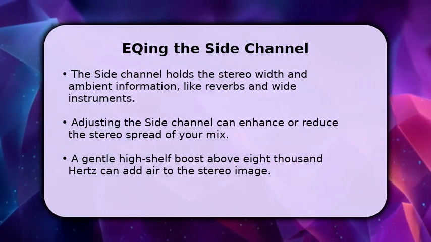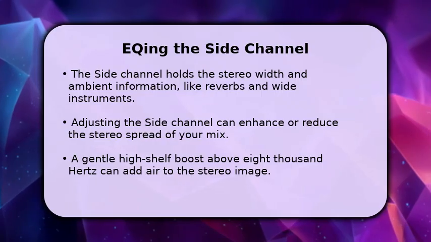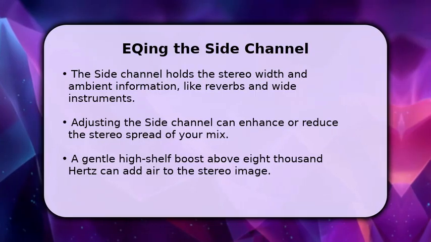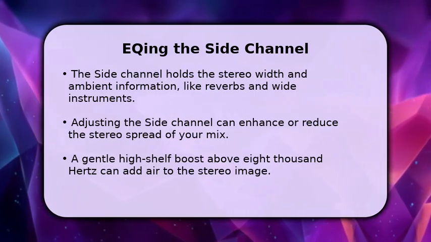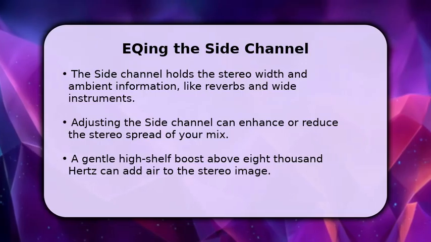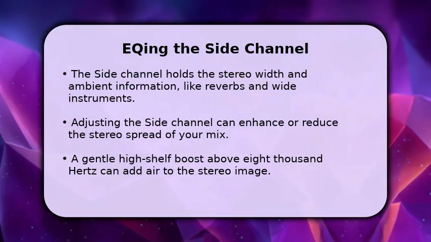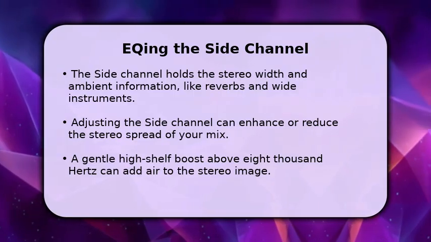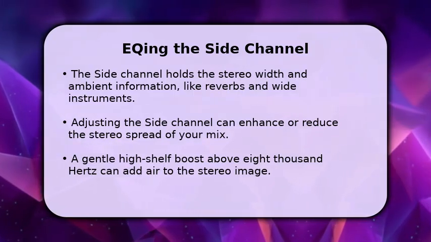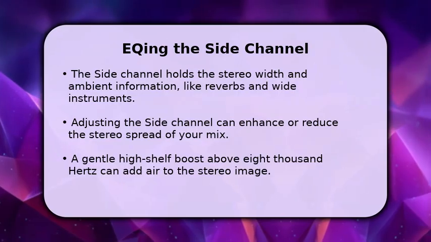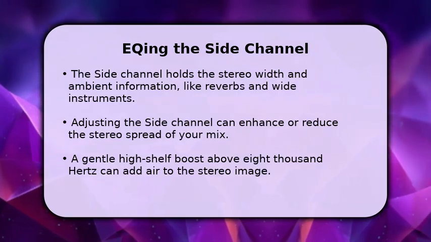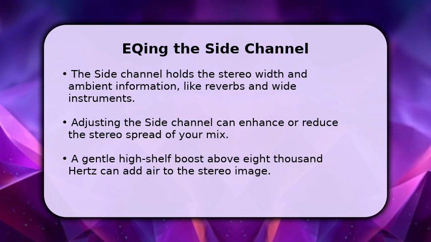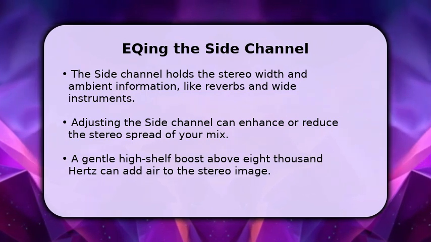This is where all your stereo width and ambient information lives, including reverbs, delays, and wide-panned instruments. By adjusting the side channel, you can significantly enhance or reduce the stereo spread of your mix. For example, a gentle high-shelf boost above 8,000 Hz can add a beautiful sense of air and openness to your stereo image. However, it is crucial to be careful not to overprocess the side channel to avoid introducing unwanted phase issues.